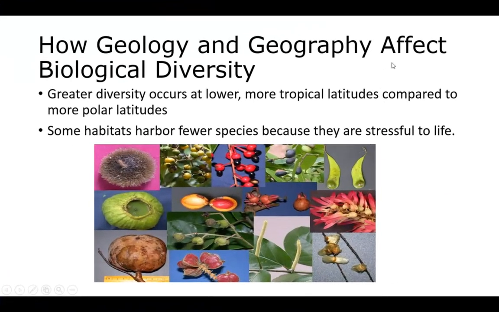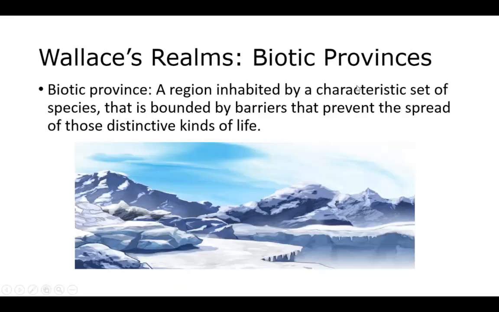How geology and geography affect biological diversity. Greater diversity occurs at lower, more tropical latitudes compared to more polar latitudes. Some habitats harbor fewer species because they are stressful to life. Here we have different variations of plant species.